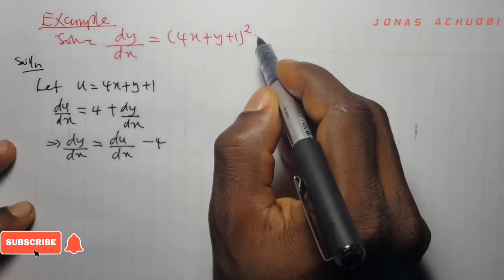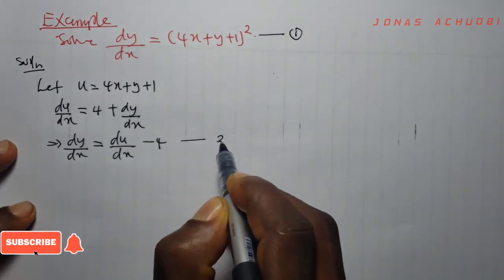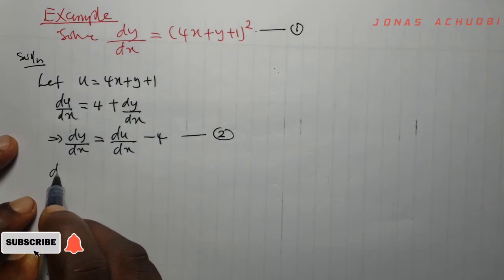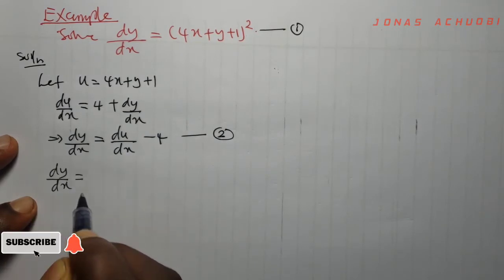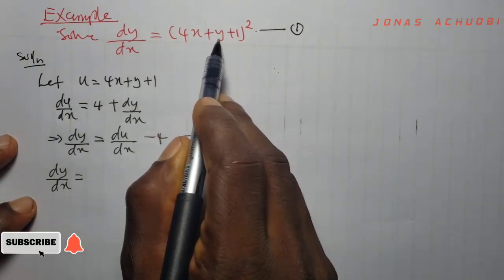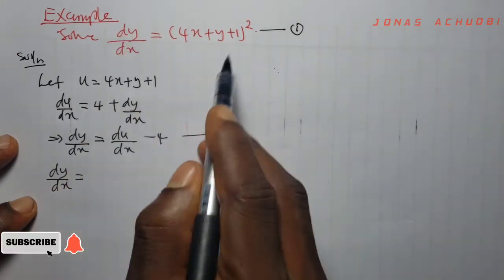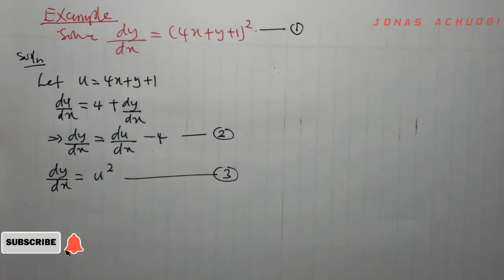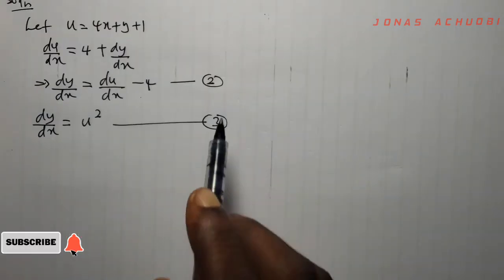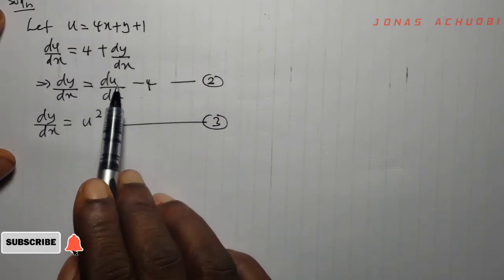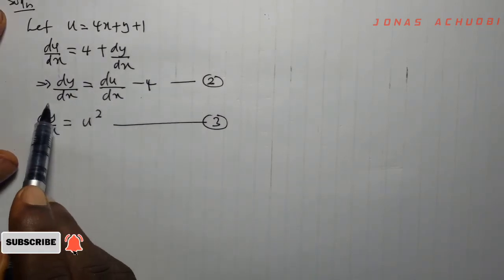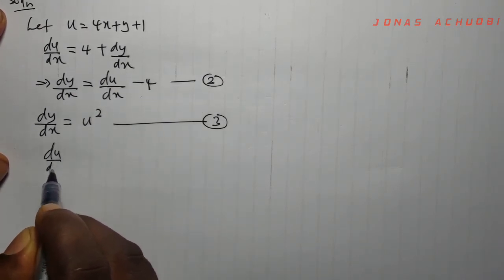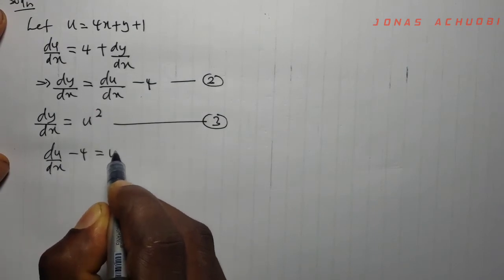I call the original equation 1, and I call this one here 2. So the original equation 1 now becomes dy/dx equal to, since u is now 4x + y + 1, u squared. I call this equation 3. But from equation 2, dy/dx is du/dx minus 4. So I could just replace dy/dx here with this, and that becomes du/dx minus 4 equal to u squared.